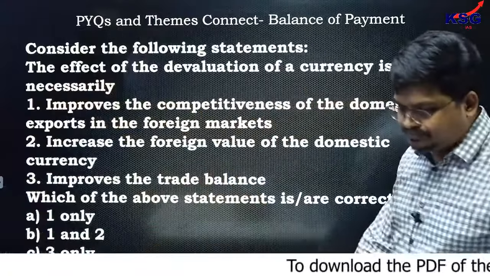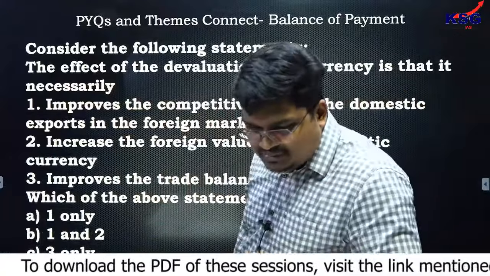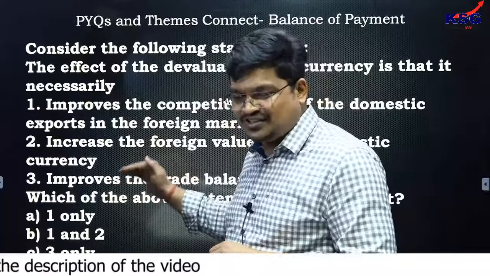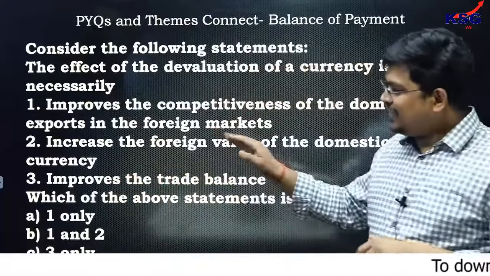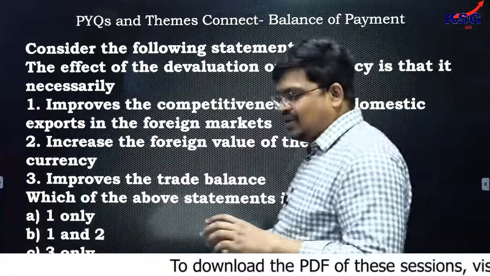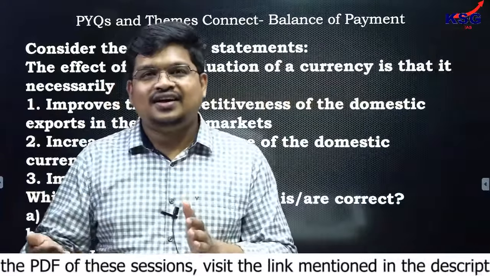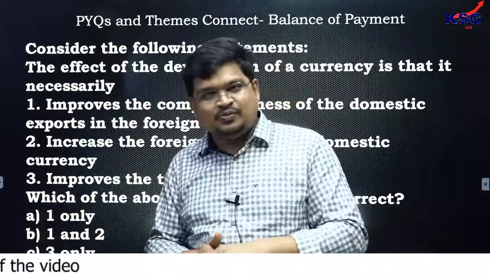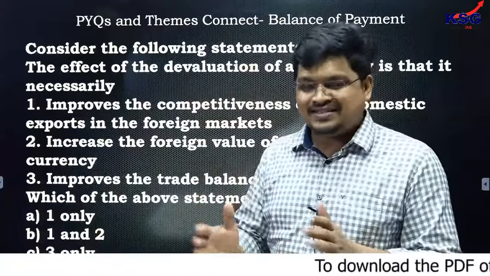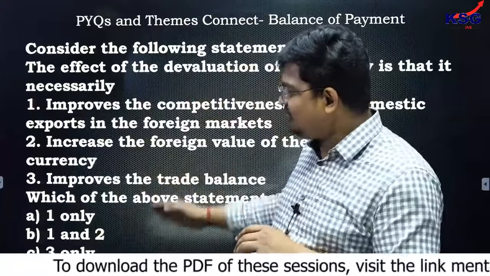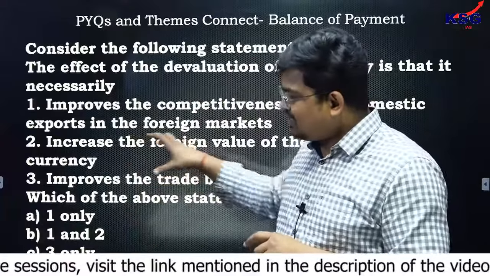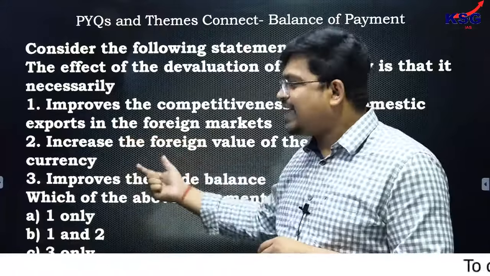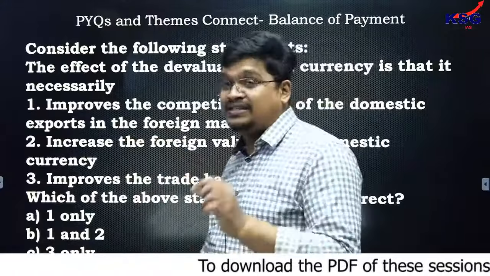Coming to the third one, I think Sushant Yadav has given 1 and 3, but there is no such option as 1 and 3. Let's come to the third statement. This is quite interesting: improves the trade balance. Somehow you can say that the deliberate devaluation of a currency increases exports, so we can say it improves the trade balance. But the point is, there is no such option of 1 and 3 given by UPSC. Now, what is the catch in this third statement, improves the trade balance?